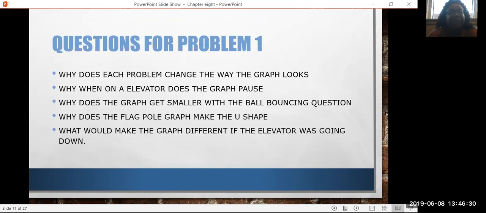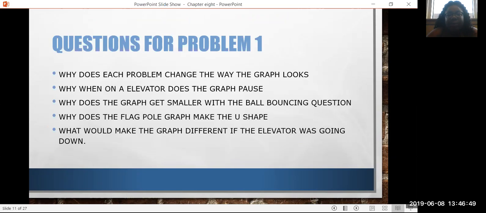My first question was, why does each problem change the way the graph looks? So if you're like me, I kind of have issues with reading graphs. I just feel like it's a lot of lines and it scares me. So I had to tell myself each time looking at a different graph, you'll always get a different picture because you have a different scenario each time.